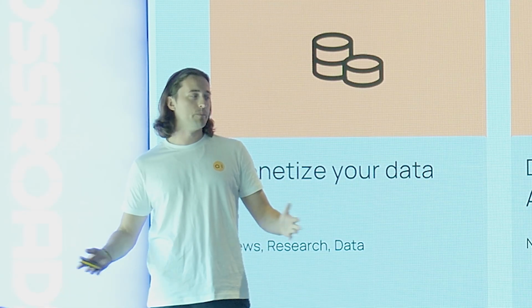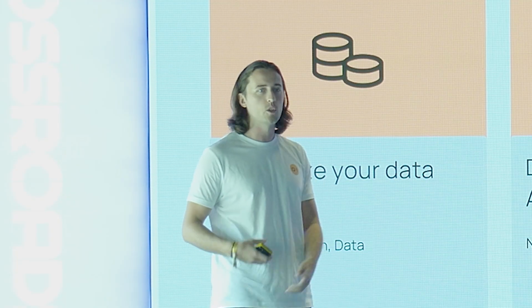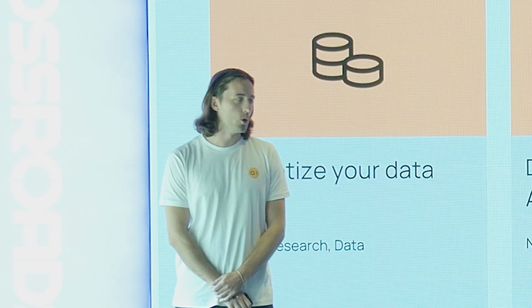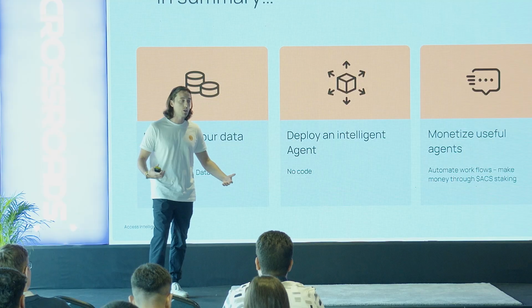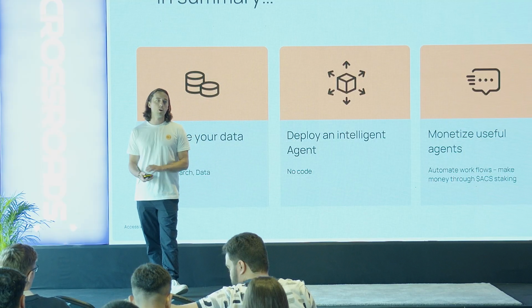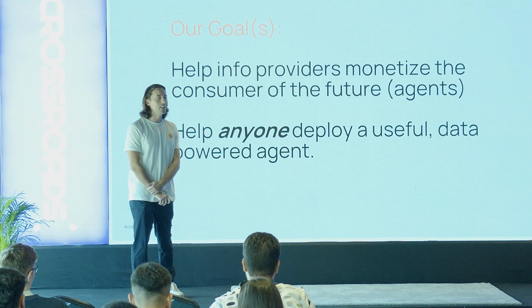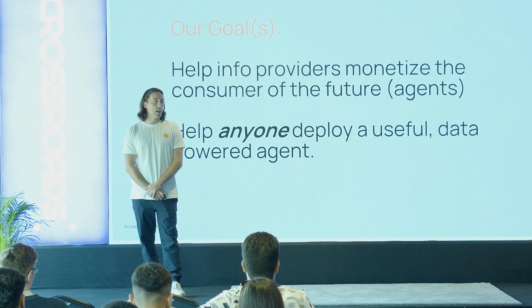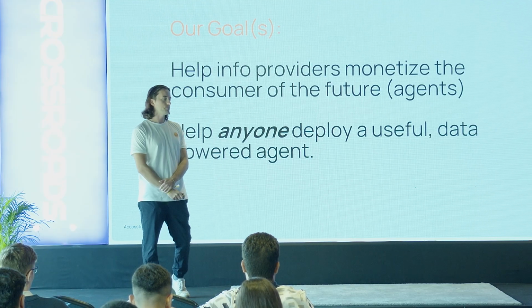So basically, in summary, we enable you to monetize your data, news, research, and structured data, deploy an intelligent agent with no code in under 5 minutes, and monetize useful agents, deploy and create useful workflows, and make money through the staking of our native ACS token. Our goals are simple. It's to help info providers monetize the consumer of the future, agents, and help anyone deploy a useful agent that is data-powered.